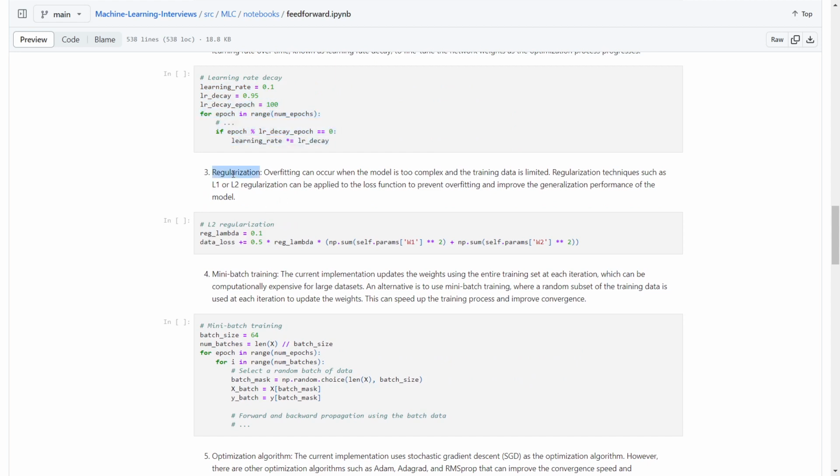Third is regularization. Similar to what we have seen in linear regression and other machine learning models, these things are very prone to overfitting, and to overcome overfitting, we can use L1 or L2 regularization. If you don't have a good idea, please go and watch my previous videos where I explain L1 and L2 regularization.